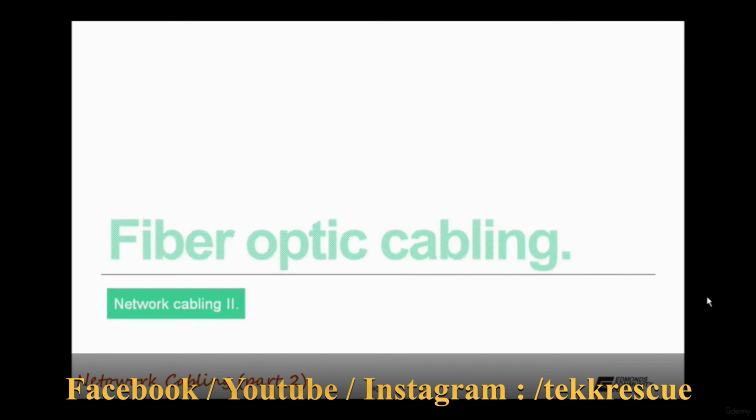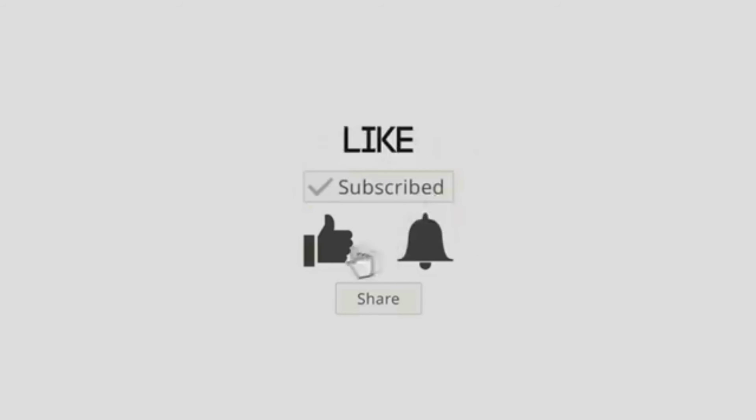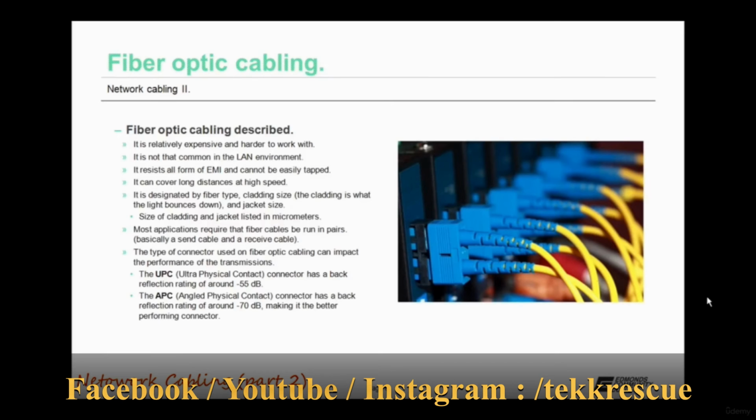Now let's move on to fiber optic cabling. So now let me describe fiber optic cabling. First off, it's relatively expensive and harder to work with than other types of network cabling. It's not as common as other types, either coax or twisted pair, in the LAN environment. But it can resist all forms of electromagnetic interference, and it cannot be easily tapped into. That means it's harder for people to eavesdrop on your network transmissions. It also can cover long distances at high speed.